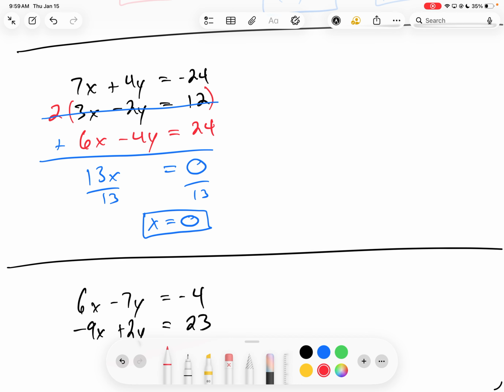So now once you get one, the hard part's done. You just plug that 0 in. So I'm going to plug it into the top one. It doesn't matter. I'll do the top one just because it's not crossed out.